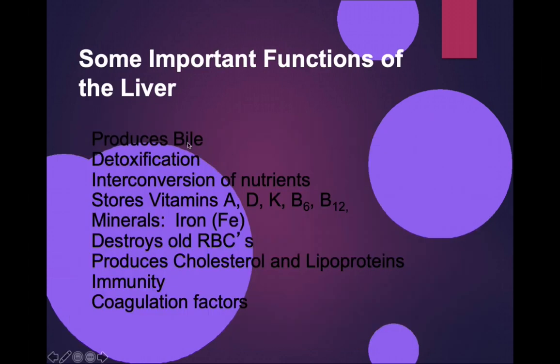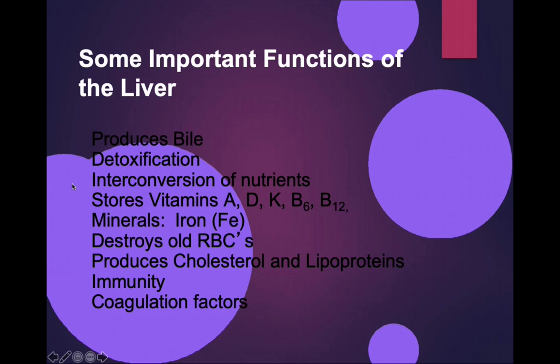So liver, what are some of the important functions of the liver? Well, it produces bile. It's involved with detoxification. There is the interconversion of nutrients. It's like a conversion factory. It could take one thing and convert it into something else. It stores a lot of vitamins, A, D, K, B6, B12. It stores some minerals like iron. It's involved in the destruction of red blood cells. We'll see that shortly. It's involved in producing cholesterol and lipoproteins. It's involved with immunity, and it's involved with coagulation.